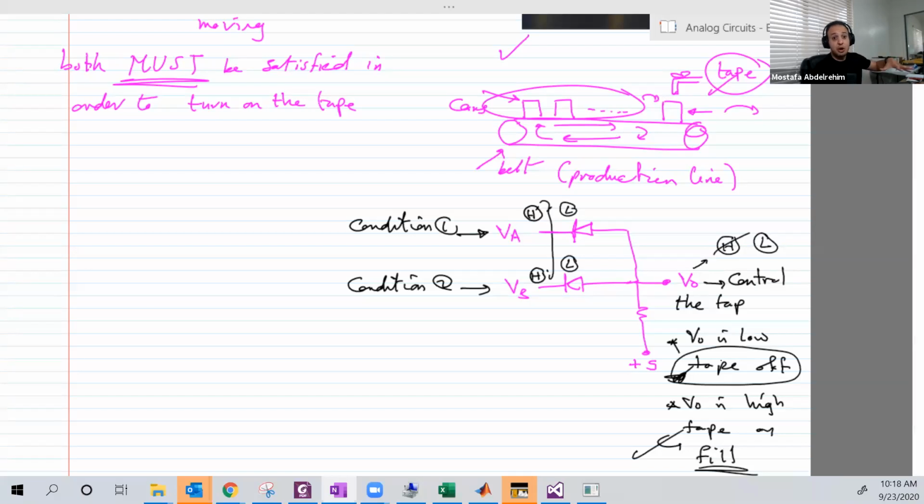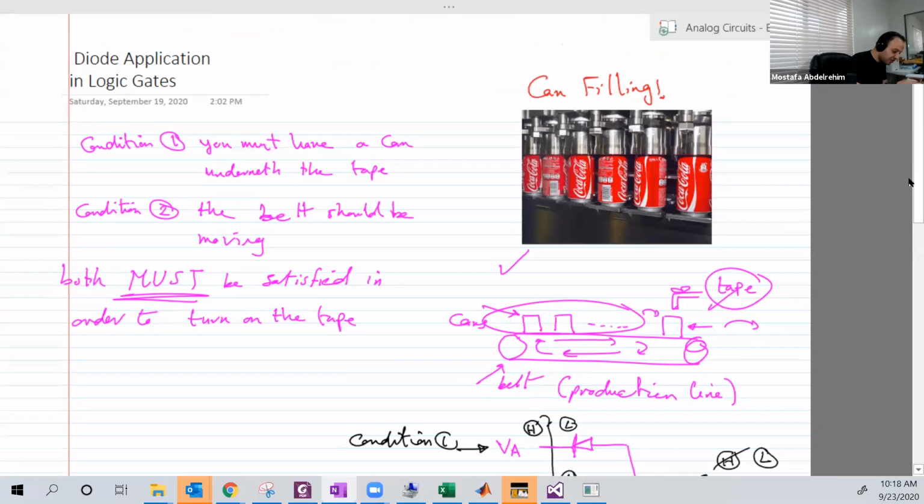Okay, so this is called AND logic, and luckily we could design a circuit using our diode to do that logic for us. We don't need a guy that stands there to watch if the belt is moving and if there are cans or not, so he can turn on or off the tap for us. Just a circuit, and you don't need any human, because this circuit can do the logic for you. Okay, so this is one of the logics that we can do using circuits, and this is one of its applications.